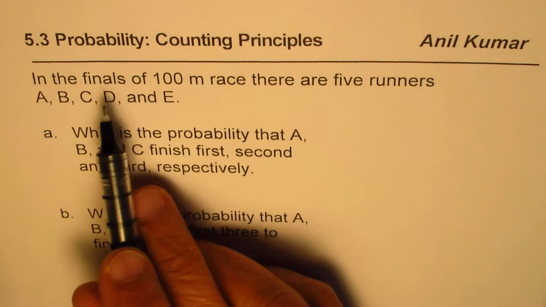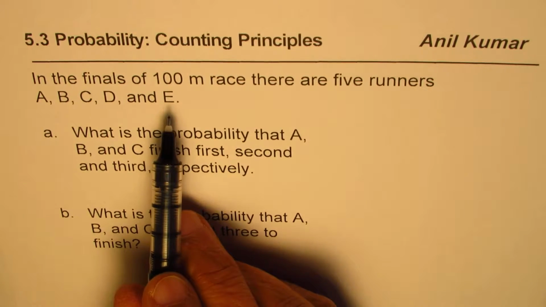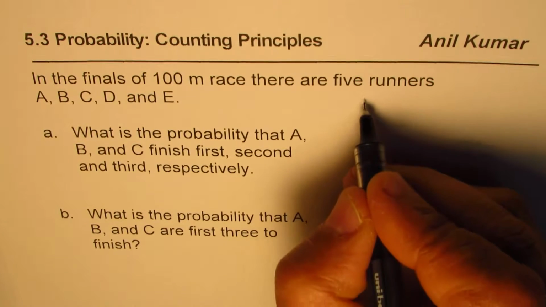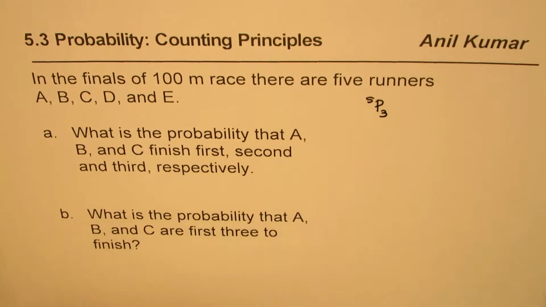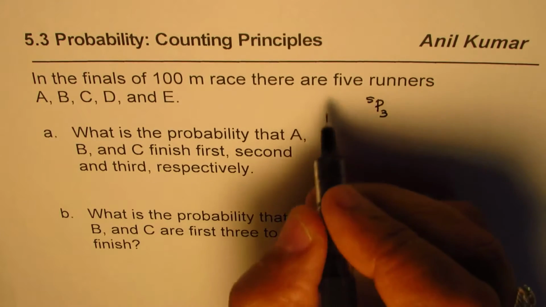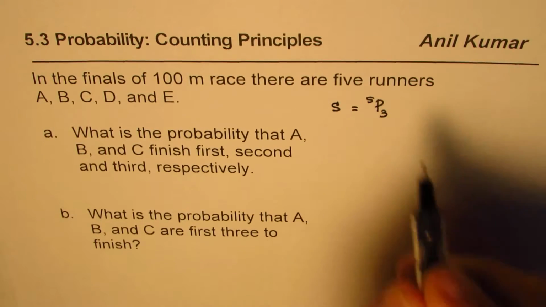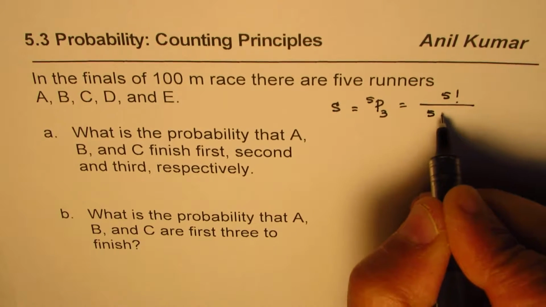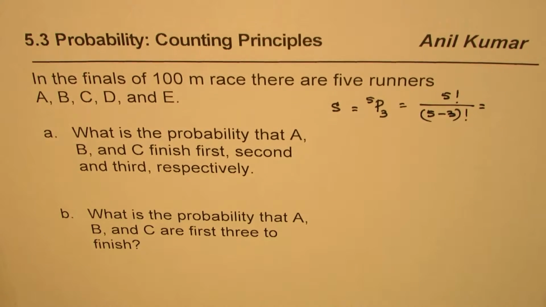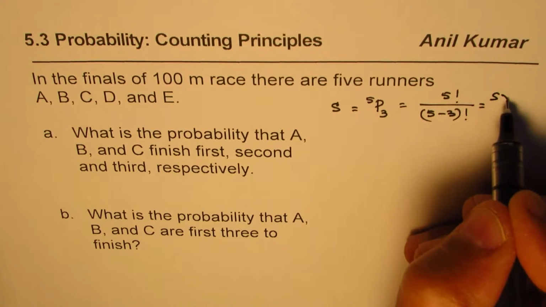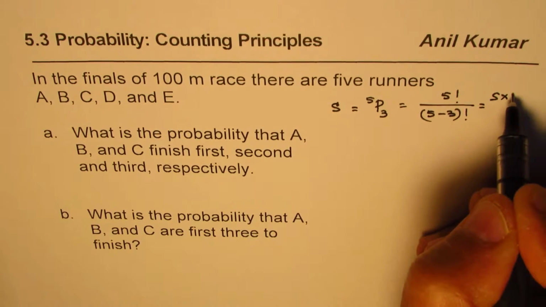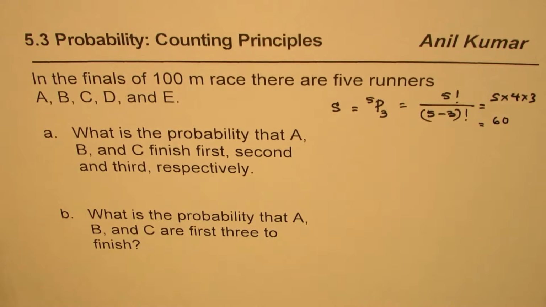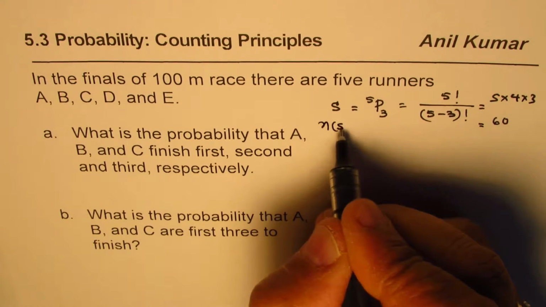Now let's begin by finding total number of cases in this particular case. We have 5 runners and we are looking into 3 positions, right? That means 5P3. 5P3 is the sample space for us. 5P3 means 5 factorial over 5 minus 3 factorial, correct? That is 5 times 4 times 3, and that is equal to 60. So that is the total sample space. We can say n of S equals 60.